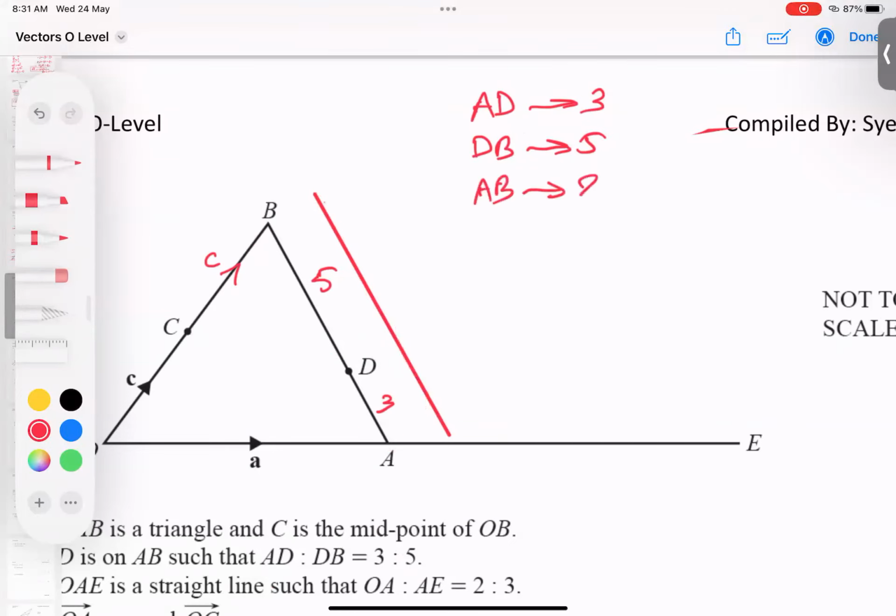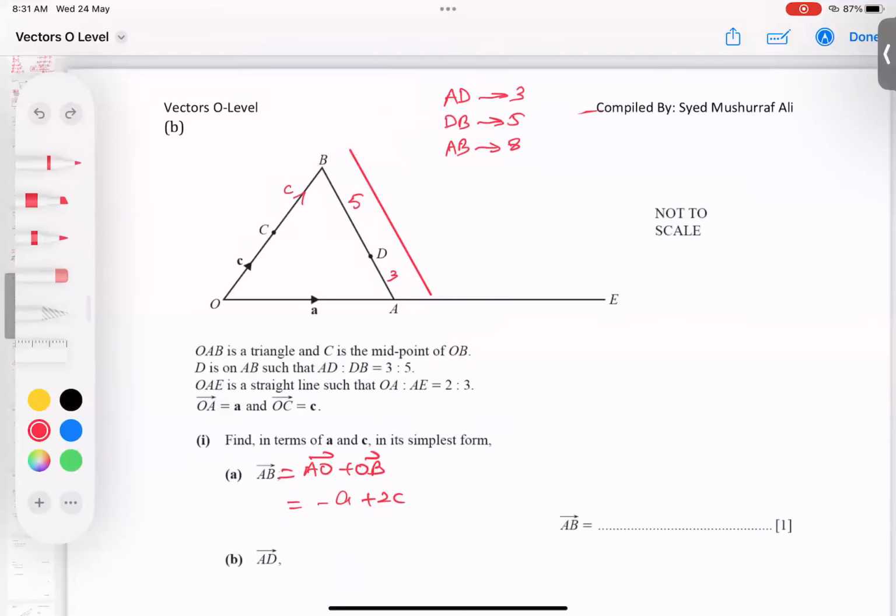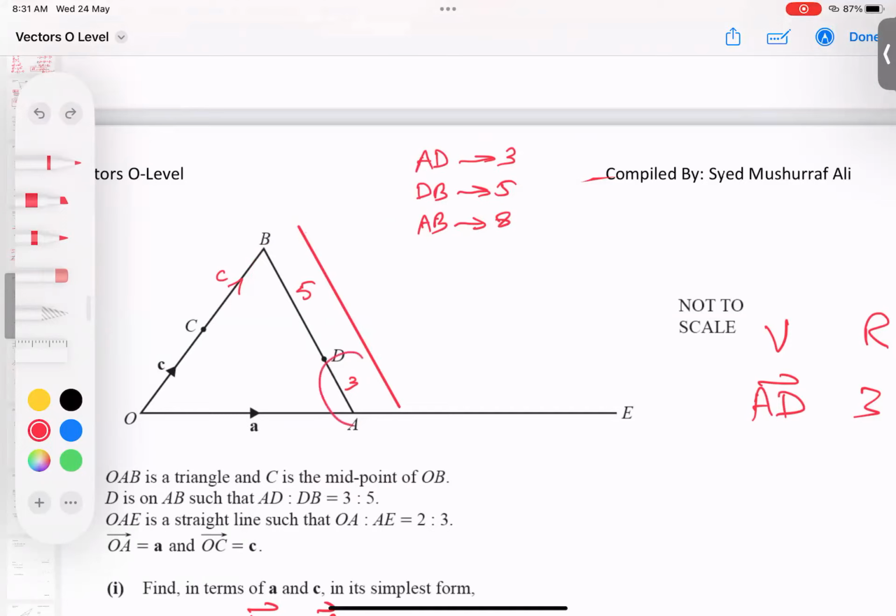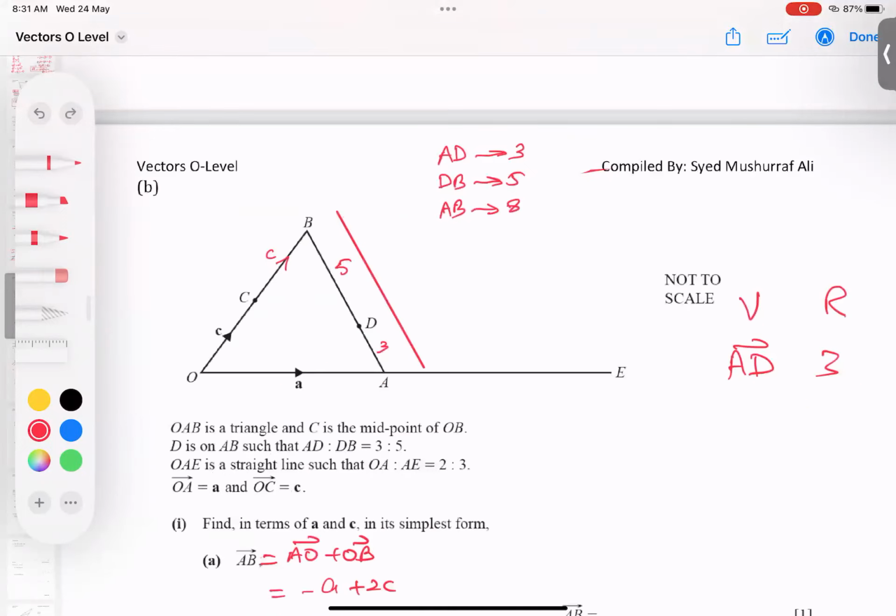I will pick any 2 from here, but one is unknown. I'm writing V for vector, R for ratio. Which vector am I looking for? AD, so AD I will take definitely. So AD vector is equal to 3, I pick the ratio from here. Now the problem is that AD is unknown and DB is also unknown, so I can't use 2 unknowns. I must use 1 unknown and 1 known. And AB we have luckily been given by him, we found it just now. So I can copy the lower here: AB equal to 8 ratio.